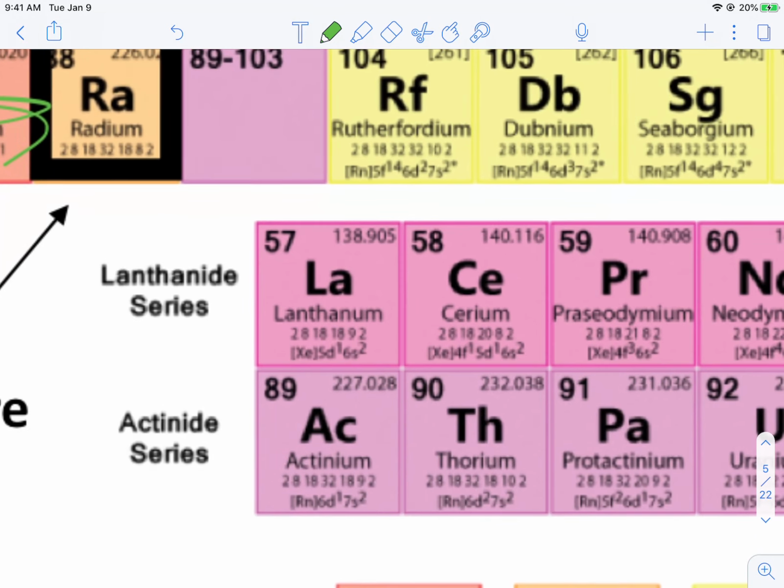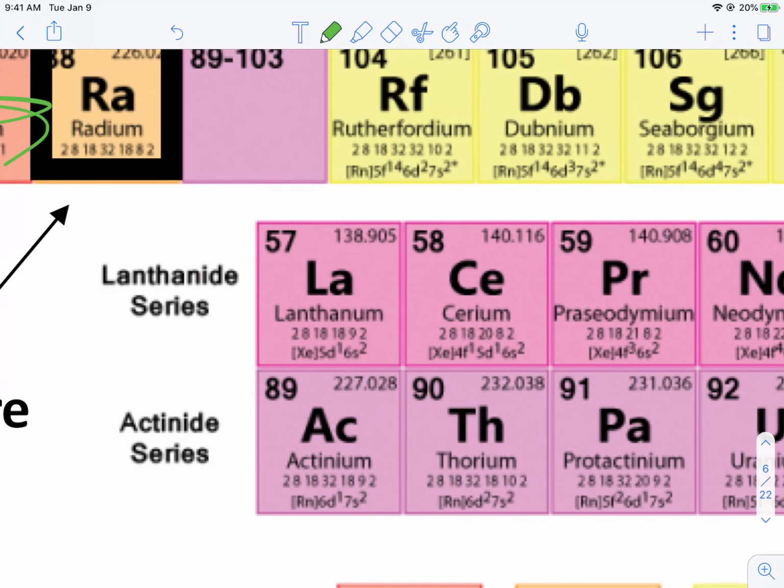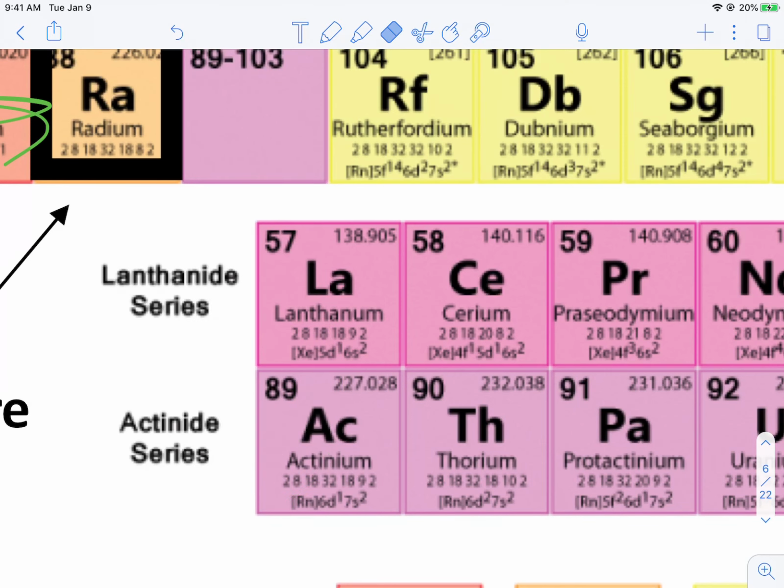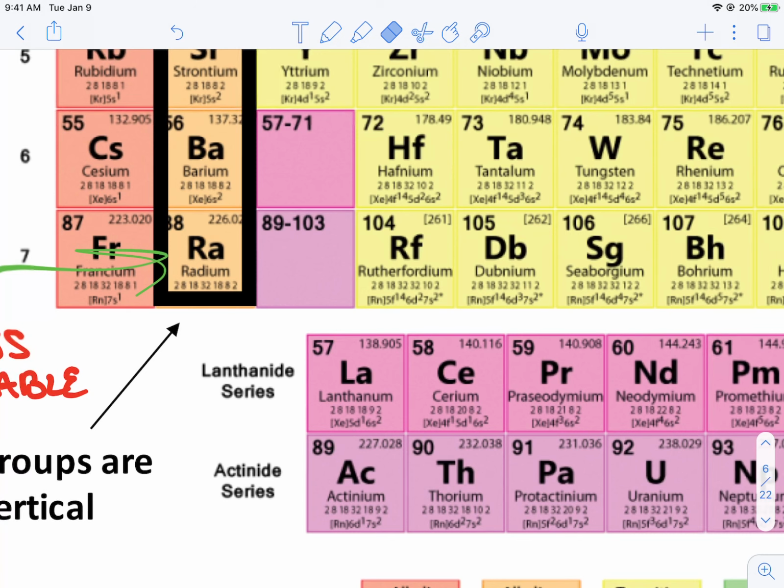When I get down to the lanthanide and the actinide series that hangs down below the periodic table, would I call that period 8 and 9? No, I do not. Let me explain why. If you notice, this starts with 57, lanthanum, and actinium starts with 89.